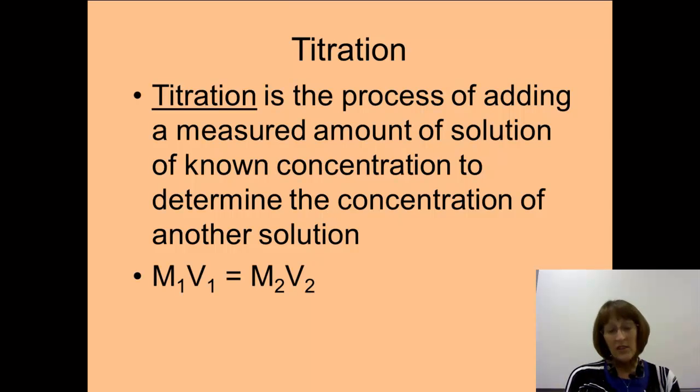So you use this equation called M1V1 equals M2V2. It's an easy equation to use. The capital M is molarity 1. So you have my acid, say that I didn't know what the concentration was, so I'd have a question mark there. That's my X. I'd have the volume of that one, so let's say I used 25 milliliters. And then it says equals M2.